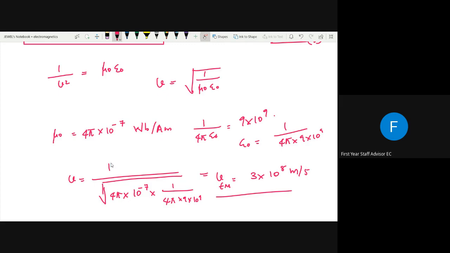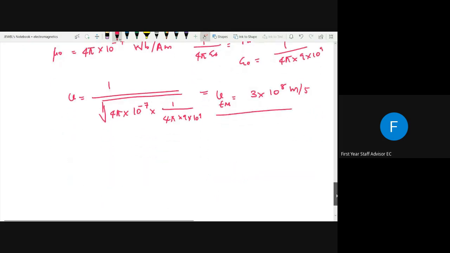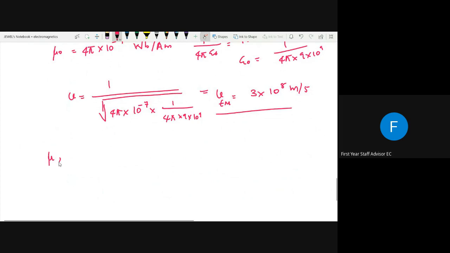Electromagnetic waves travel through space at the velocity of light. Okay, or if this electromagnetic wave is propagating through a material with permeability mu and permittivity epsilon, then the velocity of the electromagnetic wave or electromagnetic disturbance through that material is given by 1 by root of mu epsilon, where mu is the permeability and epsilon is the permittivity of that material. Okay, you understood.